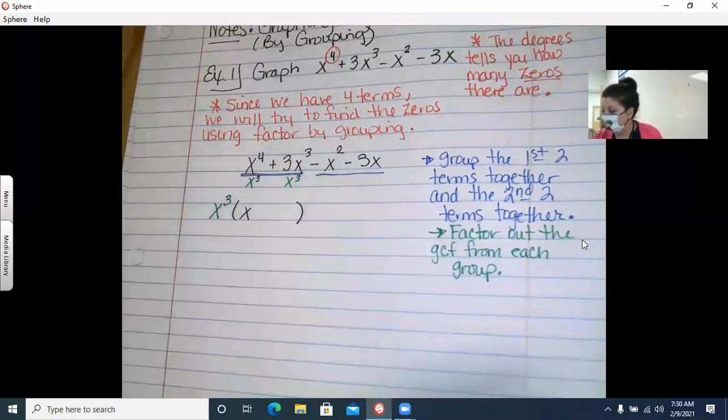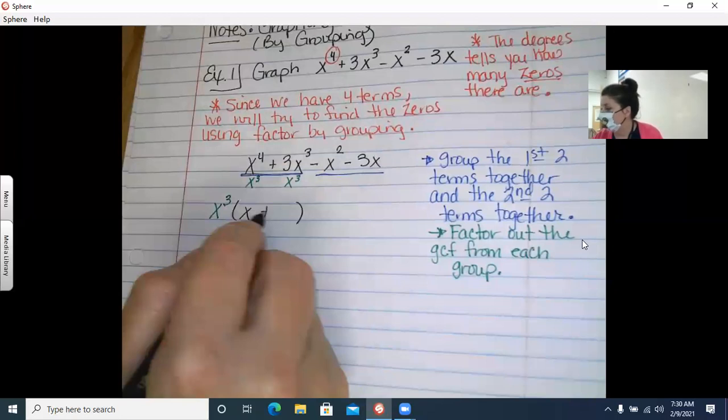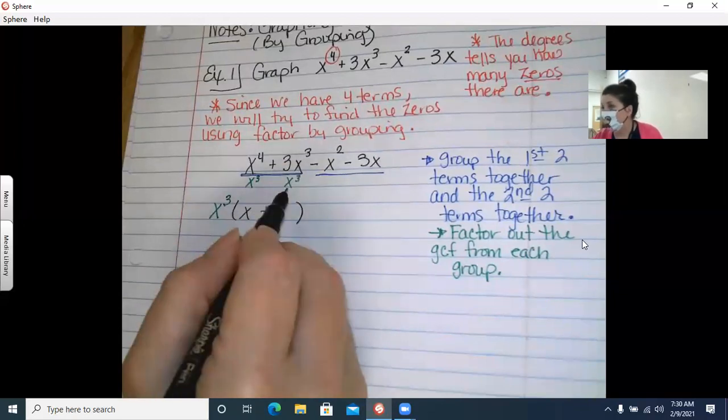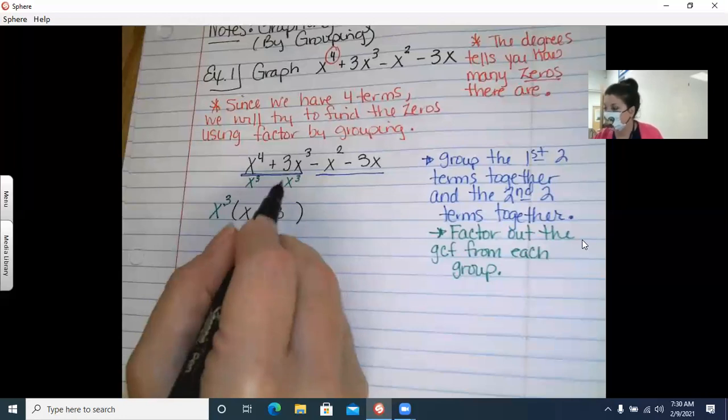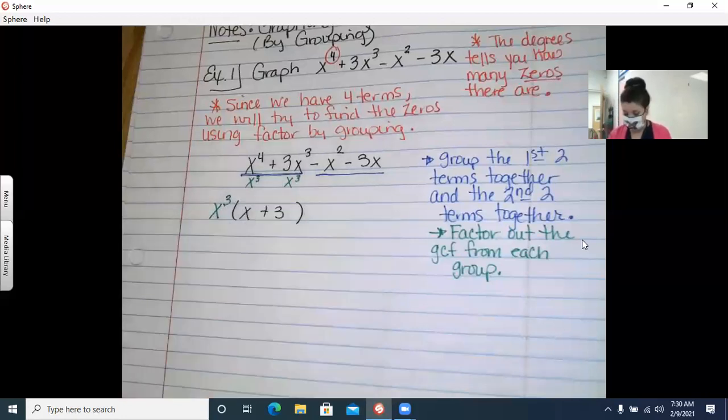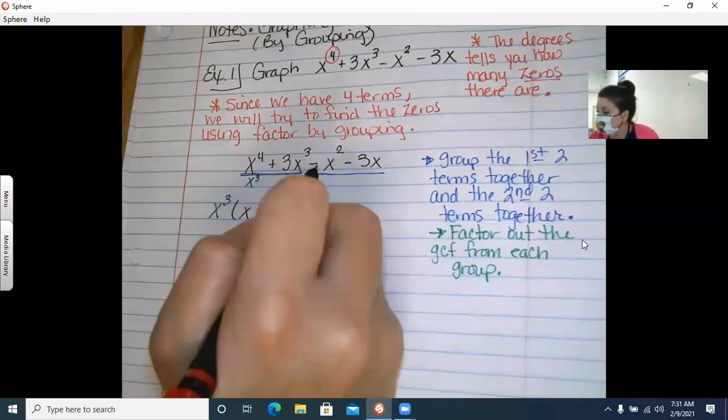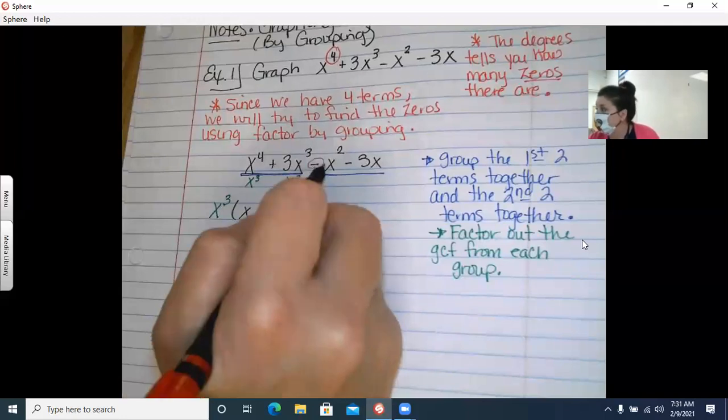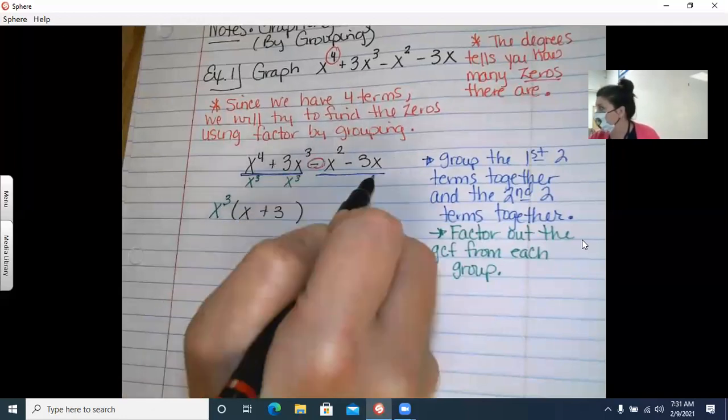Positive 3. Because I had 3 x's, I took all 3 x's out. The coefficient's 3. 3 divided by 1 is just 3, right? Now listen, the second group, when you take out a greatest common factor, you have to also take out a sign to go with it, a positive or negative. How you figure it out is, whatever the sign is of the first term in the second group, that's what you're going to factor out.